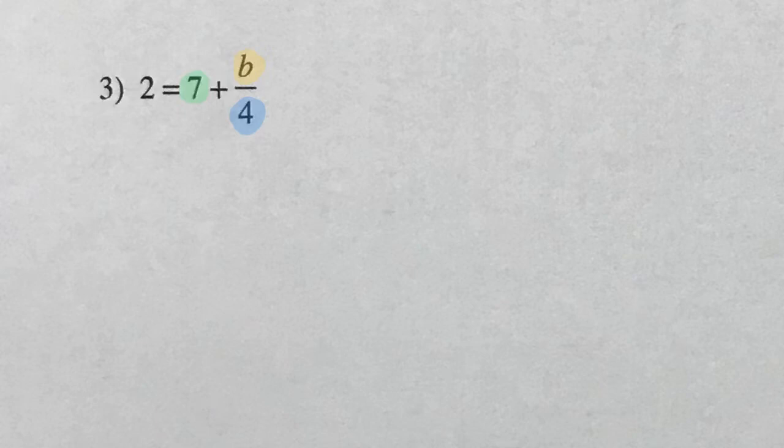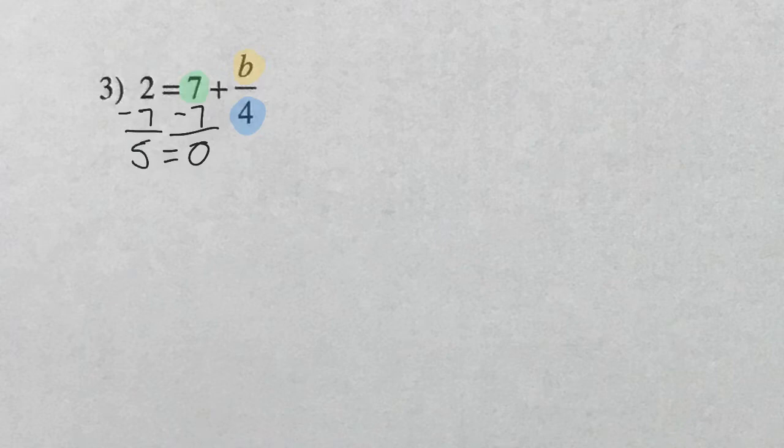So how can I get 7 by itself? Well, 7 minus 7 gets 0, right? So I would subtract 7, and that gives me 0. And then over on this side, when I subtract 7, I get 2 minus 7. Well, I go 2, and I go 7 in the negative direction, right? Same signs add, different signs subtract. And you keep the larger absolute value sign. So 7 minus 2 is 5, and I keep the negative. So I end up with negative 5 equals 0 plus b divided by 4.